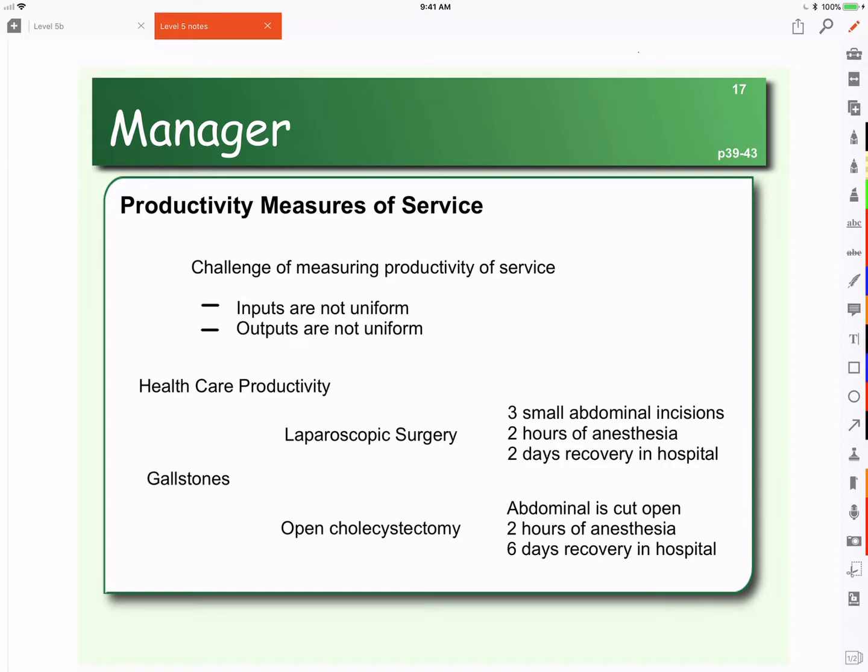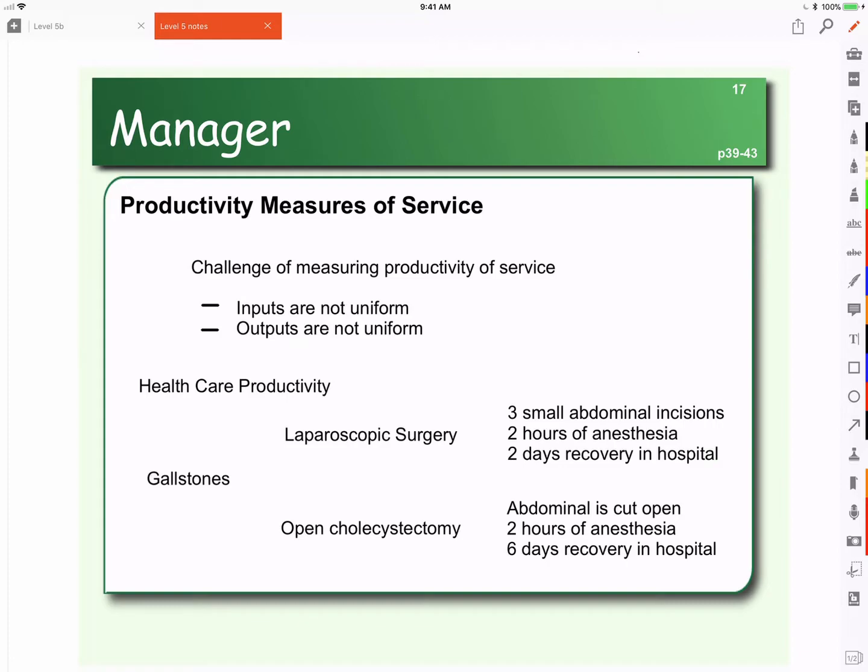So let's suppose that you are managing the ER, the emergency room, and someone has been admitted for gallstones. Well, there are two different approaches you could take to treating someone with gallstones. Option number 1, laparoscopic surgery. That's 3 small incisions in your abdominal. That's 2 hours of anesthetic and 2 days recovering in the hospital.